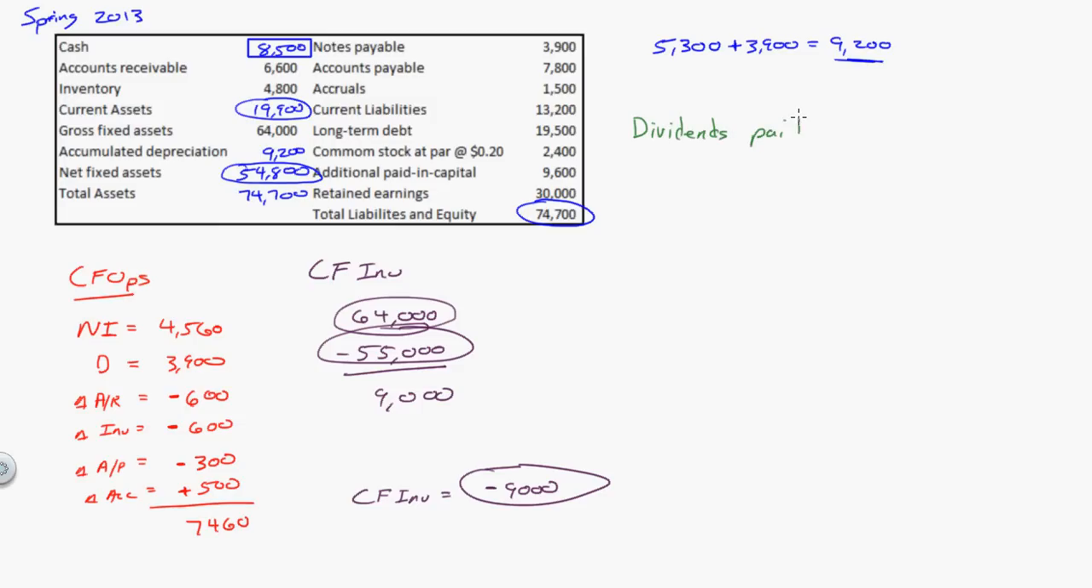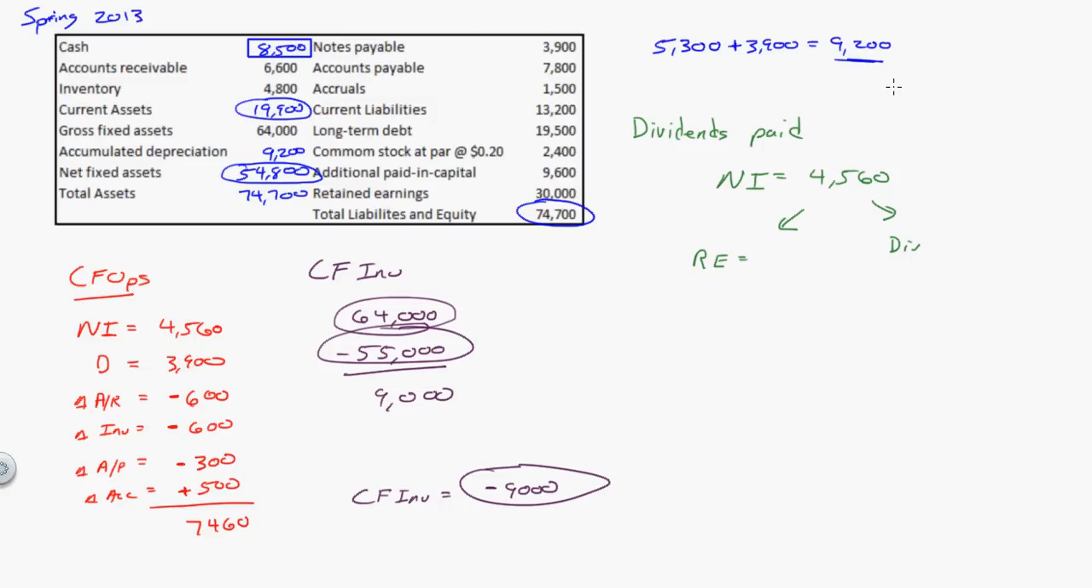Well, the way I come up with dividends paid is I know my net income. My net income is equal to $4,560. Part of that I keep as retained earnings, and part of that I pay out as dividends. So how do I determine that?